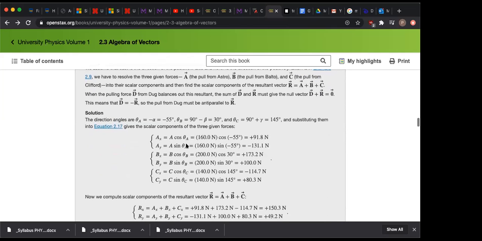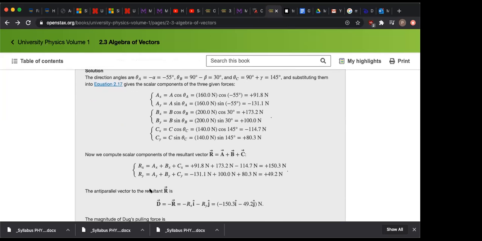And so what they do is they set up an equation where this force from A in the x direction plus this force from B in the x direction plus this force from C in the x direction plus the force D in the x direction, which they just write as a variable, equals 0. And then they solve for that variable. And when you solve for that variable properly with the correct signs and all the correct trigonometry in there, you can solve for that x component of Doug's pulling force. And then you can do the same thing in the y direction. And that's what they do here.